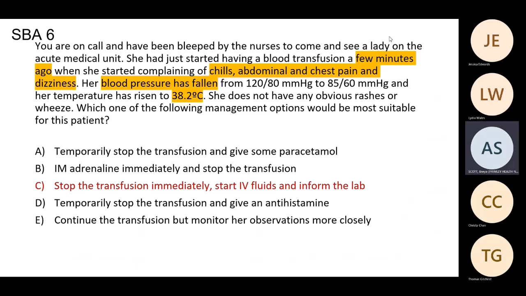So, clues to why this is ABO incompatibility. It's happened quite quickly. She's got chills, abdominal and chest pain, and is feeling dizzy. Her blood pressure's dropped, and she's febrile as well. But there's no obvious respiratory symptoms. So that's why it's this one, but we'll talk a bit more about it in a bit.